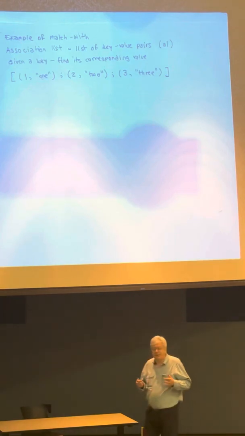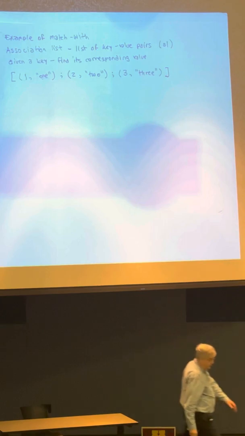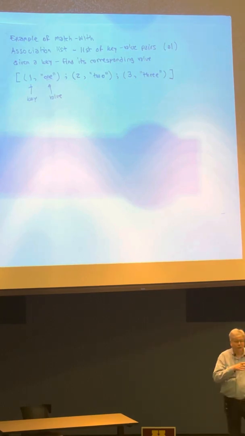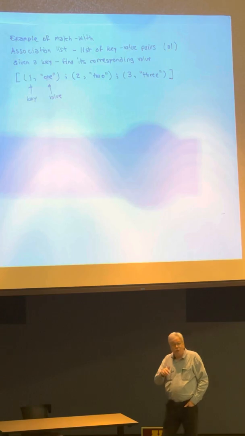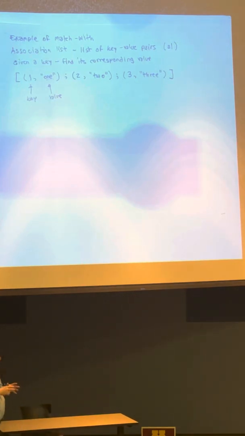And so the idea now is that I can write a function that takes an association list and a key, and it'll give me the corresponding value. My convention is going to be that my key comes first, then my value. If I had a function that could handle this, I could give it this list and the key 2, and it would give me back the string "two". Or I could give it a 3, and it would give me back the string "three". And I could give it a key like 0, and then it would give me back an error, in effect saying there's no such key in this association list.